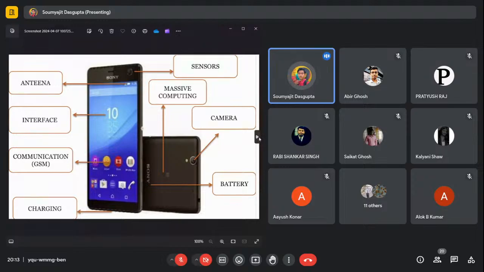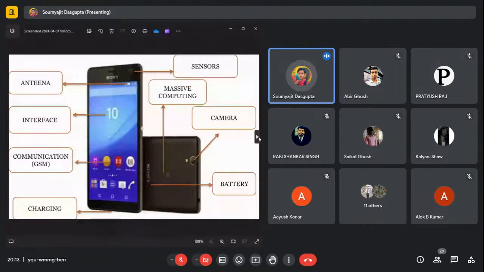Then a mobile phone should have a battery, because without power supply, no electronic device can work, right? So it should have a power system, and if it has a power system, it can't power a device for infinite time, right? So it should have a charging system to charge it, to run it for a lifetime, right?